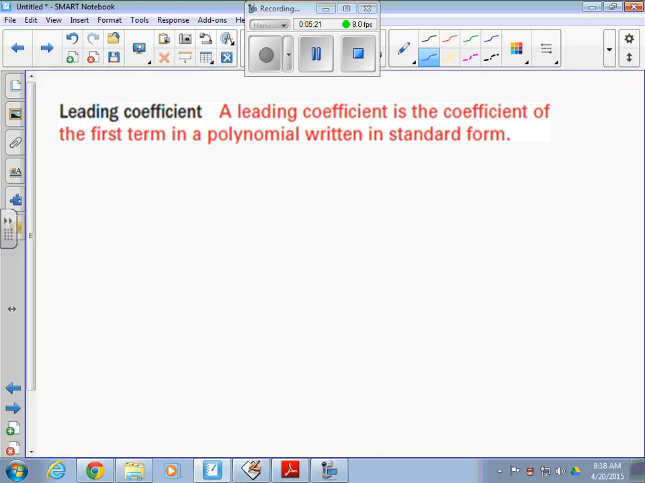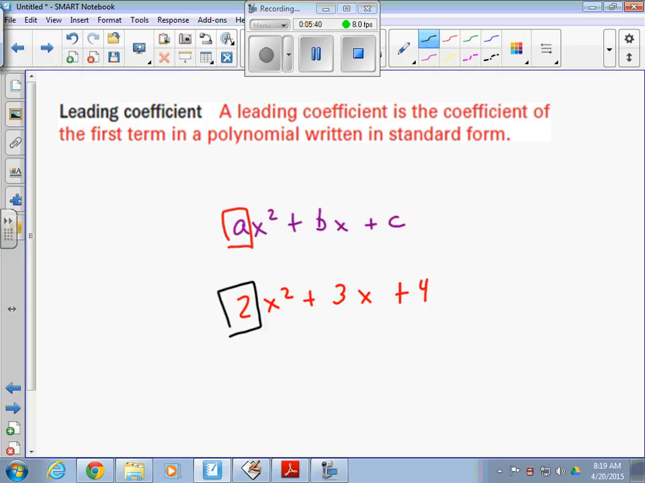So standard form, again, ax squared plus bx plus c. A is the leading coefficient. So if that said 2x squared plus 3x plus 4, your leading coefficient would be 2.